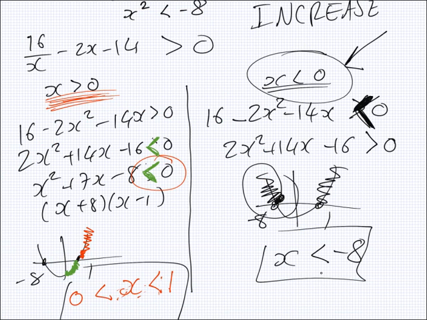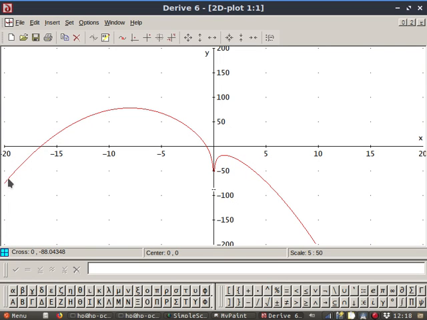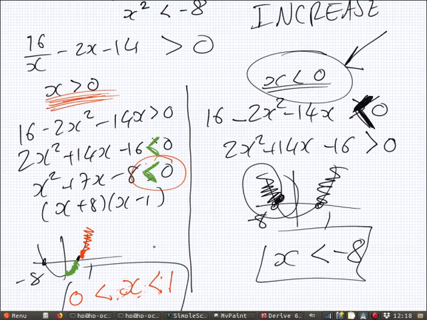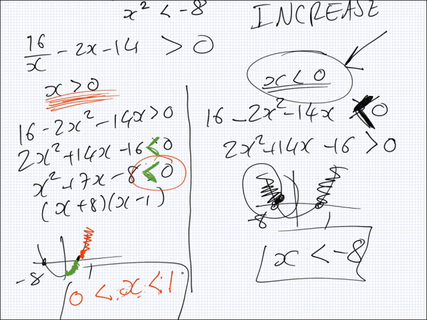Decreases. Is the graph increasing if x is less than -8? Yes. All the way here it's increasing until we get to -8. And then what happens? Then it begins to decrease. Okay. So although a bit inconvenient, it did work.